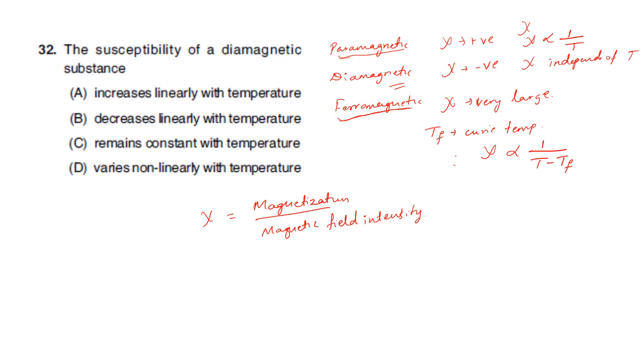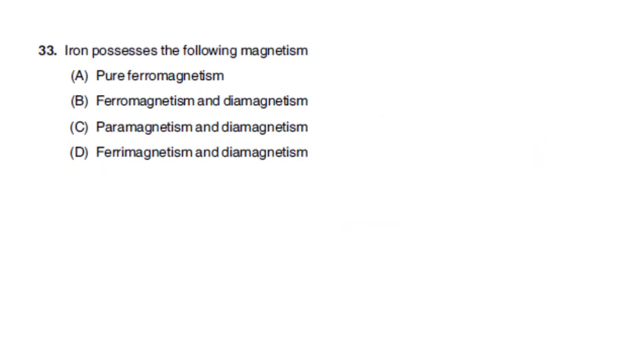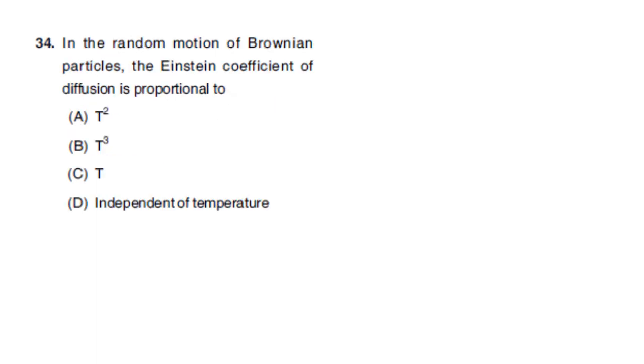In the question, the susceptibility of a diamagnetic substance. So it is independent of temperature, therefore it remains constant with temperature. Option C is correct. Iron possesses the following magnetism. Answer is ferromagnetism and diamagnetism.